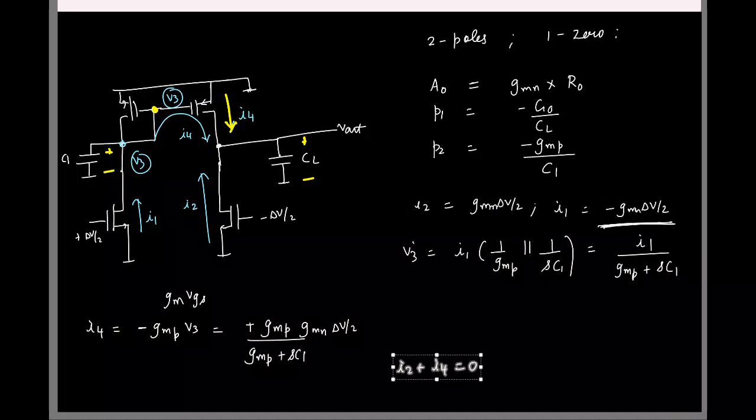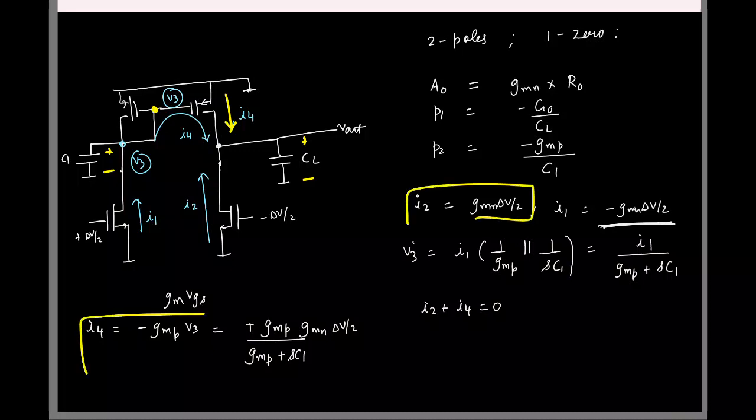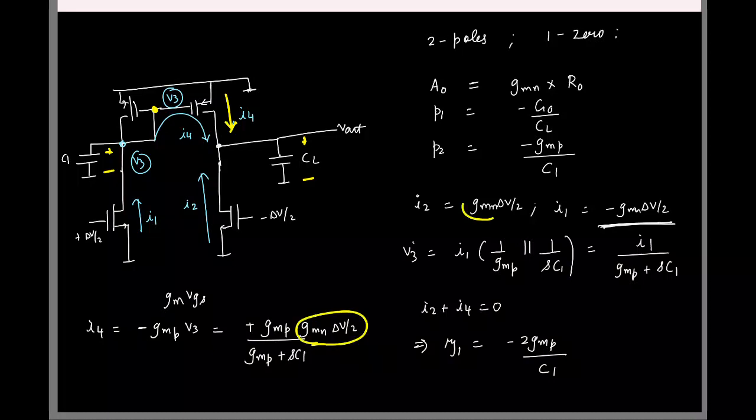We have all the information you have on the screen. This is I2 and this is I4. Sum of the two is 0. What is 0? 0.C1. See, this guy is common in the 2, right? So it just becomes 1 plus GMP by GMP plus SC1 to be 0, and you work out and the 0 will turn out to be this.